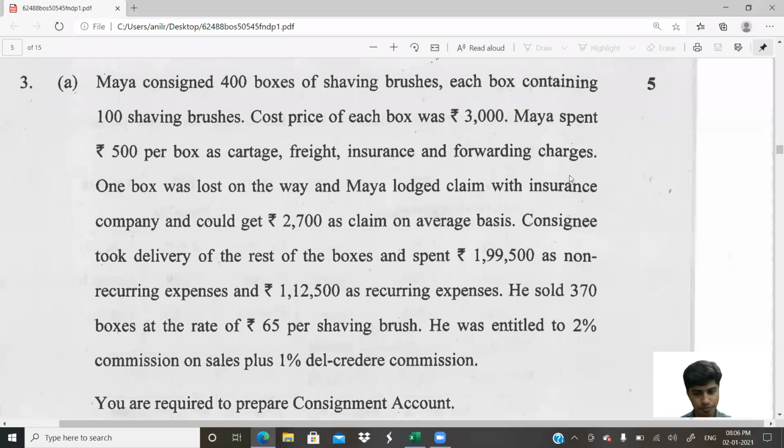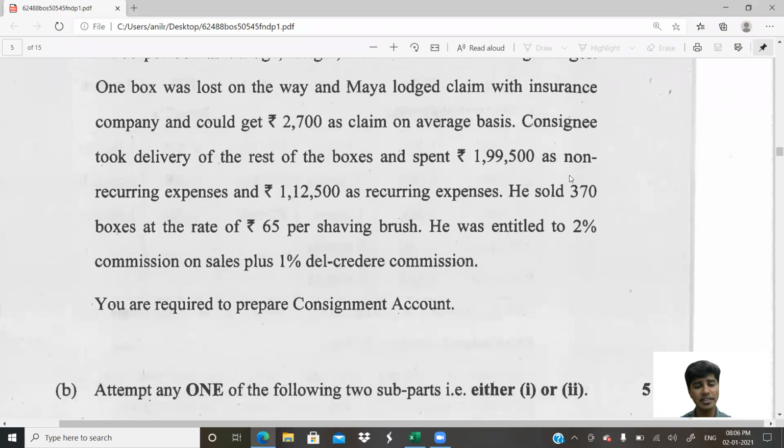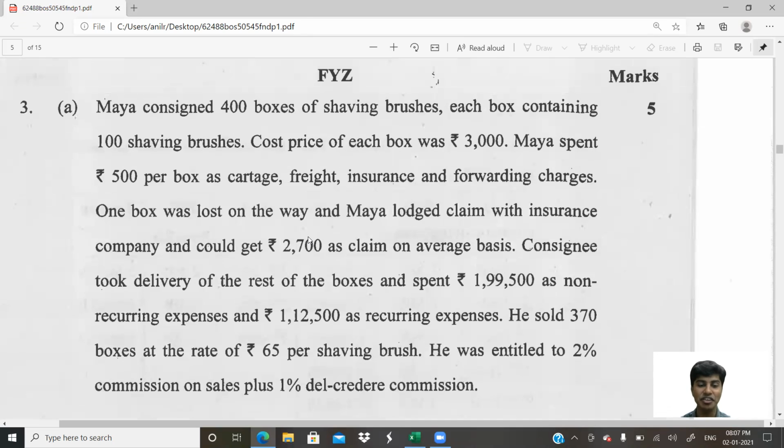Let's go ahead. Next, he sold 370 boxes at the rate of 65 per shaving brush. Now, it is very tricky. You might just jump in to do 370 into 65. That is not how we should do it. Look at this. It is 65 per shaving brush. What is wrong in doing 370 into 65? Because he sold 370 boxes. He didn't sell 370 shaving brushes. 370 boxes were sold and each brush was sold for 65. Each box contains 100 shaving brushes.